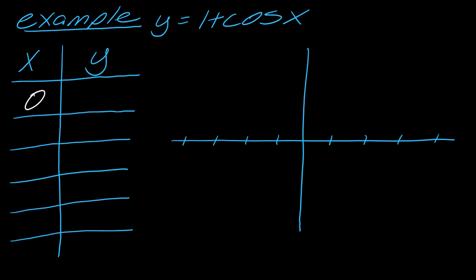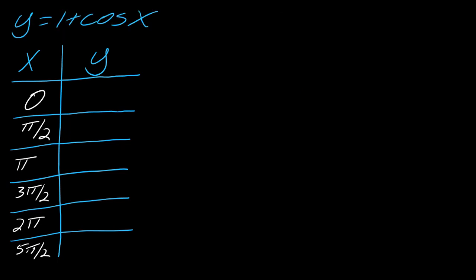But if you don't have that, then you can just start at 0. And then I can just take pi over 2 steps after that, like I've always done. So pi over 2, pi, 3 pi over 2, 2 pi, 5 pi over 2. And then I can go through and I can start calculating my y values.